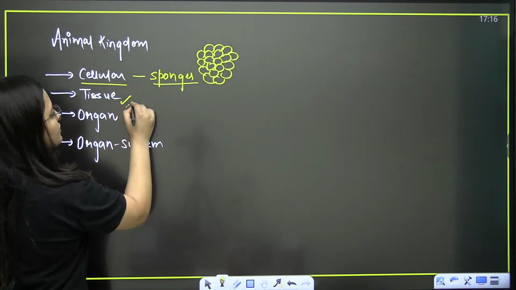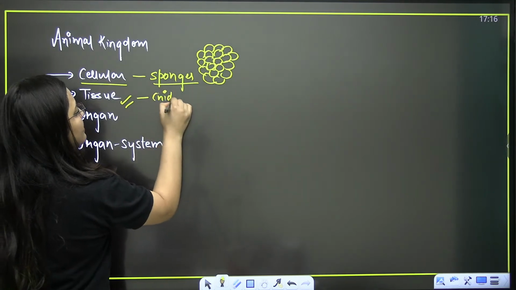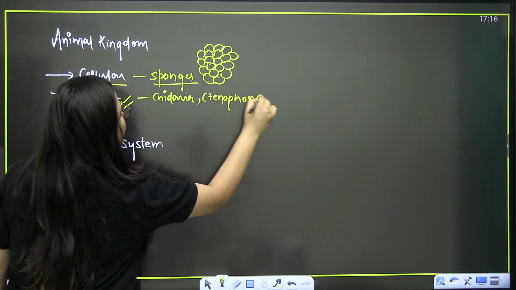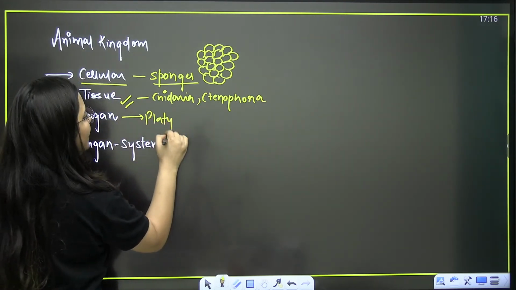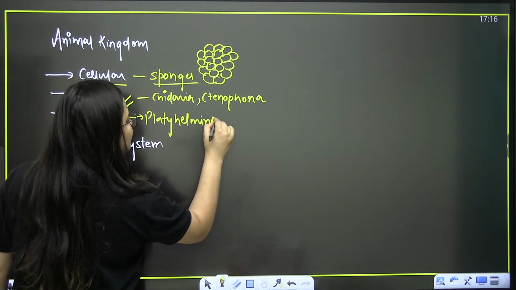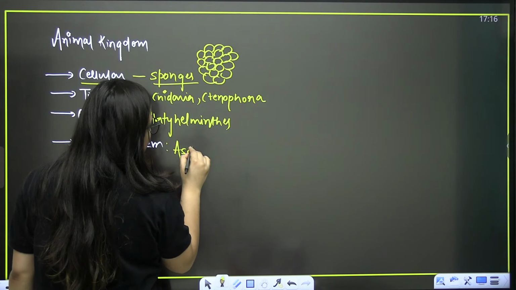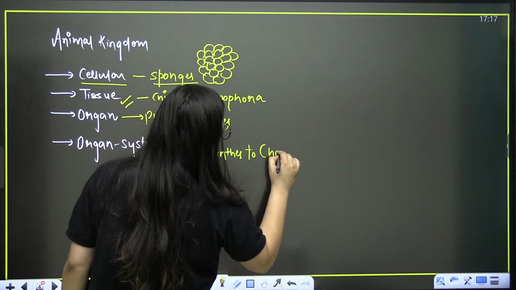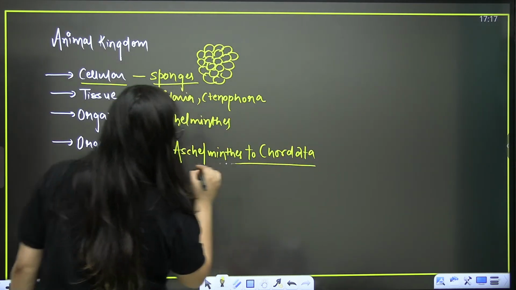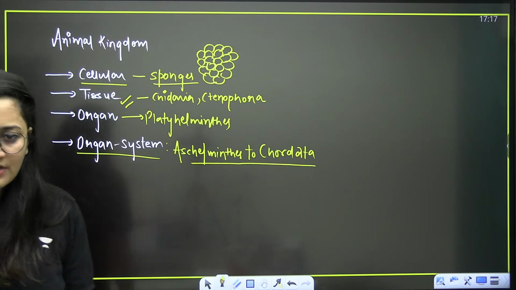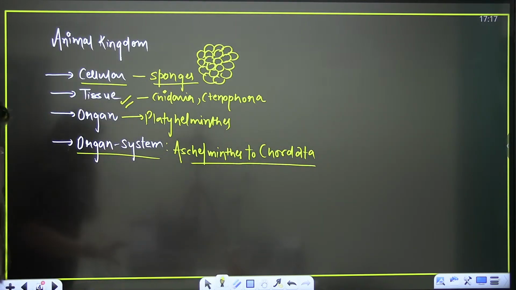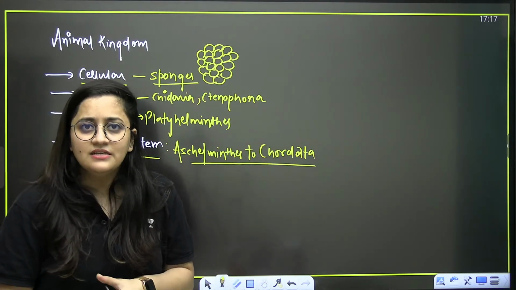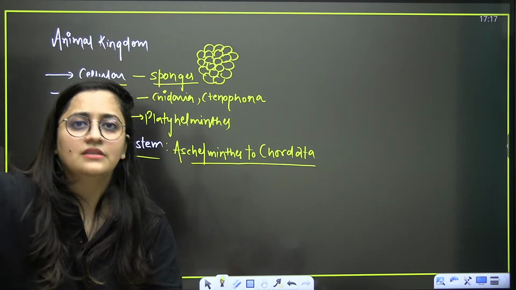Then the tissue level of organization, if you remember, is in Cnidaria and Ctenophora. Then the organ level, Platyhelminthes. And then from Aschelminthes to Chordata, what do we have? It's the organ system level of organization. So ultimately the cells and tissues are making the complete structure. These tissues are going to form the organ system, and then there will be the body.